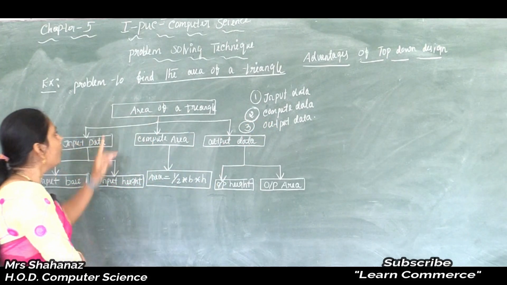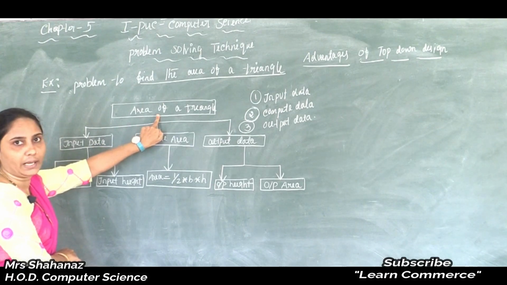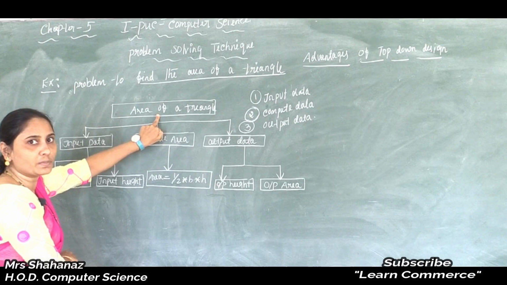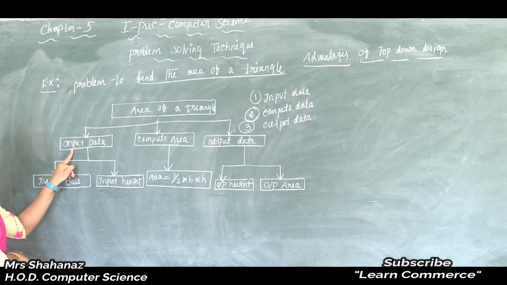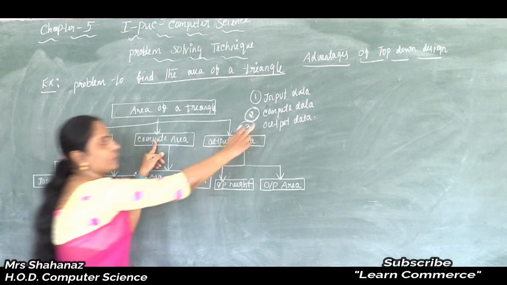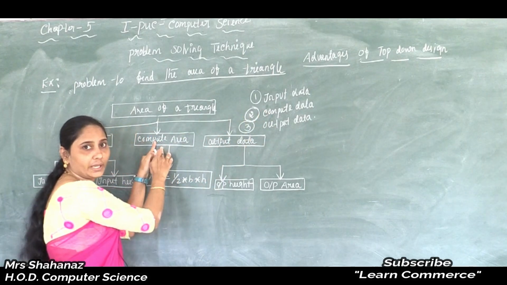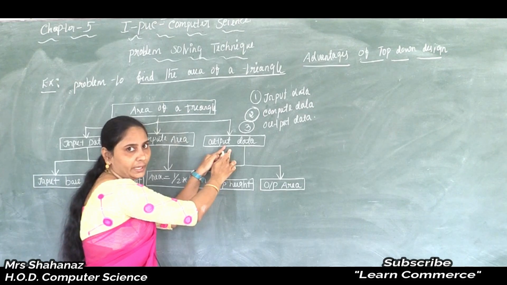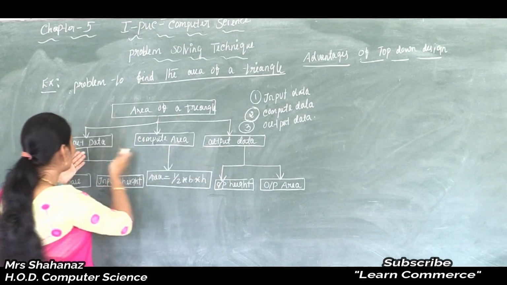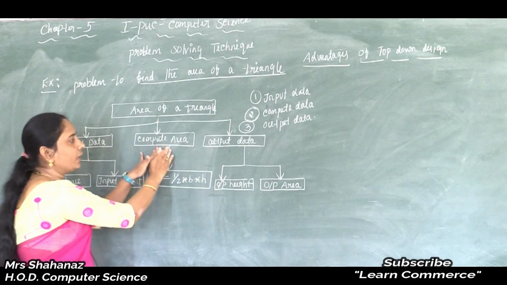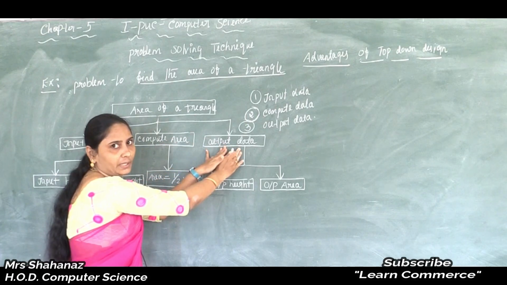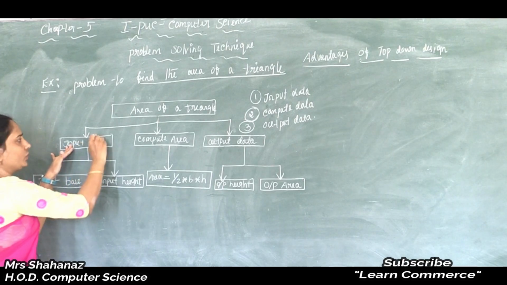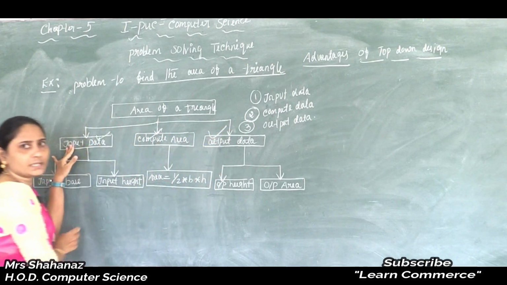Okay. So first of all, the area of a triangle, and later I divided it into 3 sub problems: input data, compute area, that is our compute data, compute area. Okay. Now output data, that is the output area, we can say that. So otherwise we can write input area, compute area, output area, there is no problem. Okay. Now we know this problem is going to be divided into 3 sub problems.